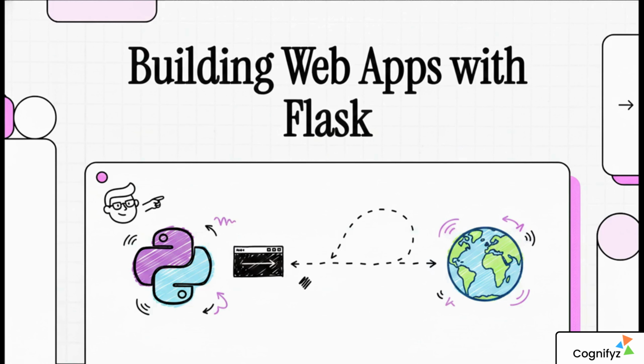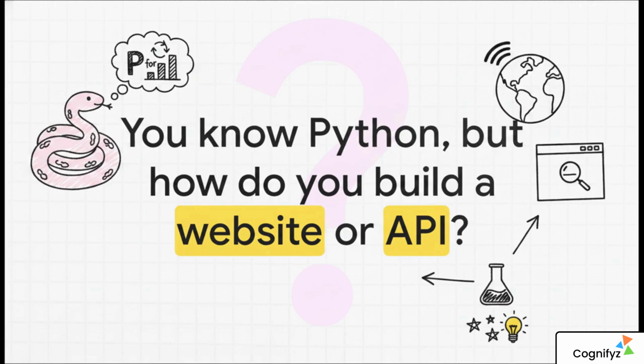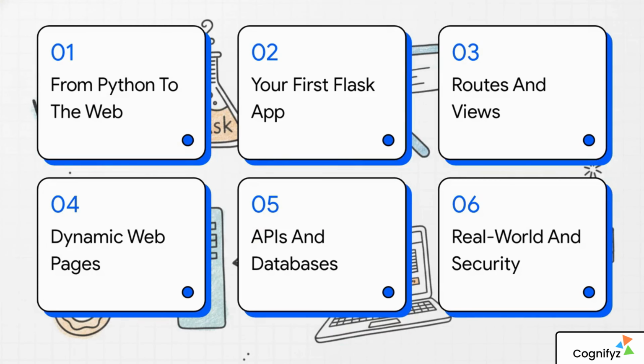Let's get into it. Okay, so here's the classic question. You know Python, right? You can write loops, define functions, maybe you've even crunched some data. But how on earth do you translate that into a website or an API that a browser can actually understand? There are a ton of frameworks out there, but today we are looking at one of the absolute simplest, most elegant, and frankly, most popular solutions available. It's called Flask. All right, let's dive into this.